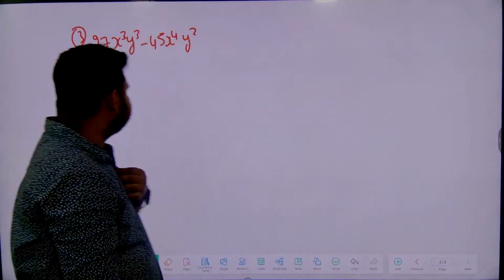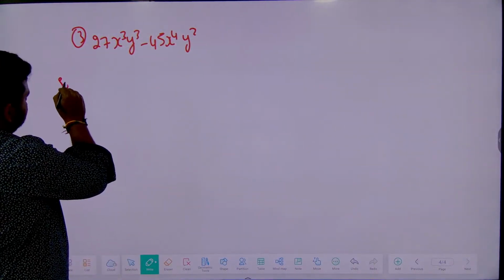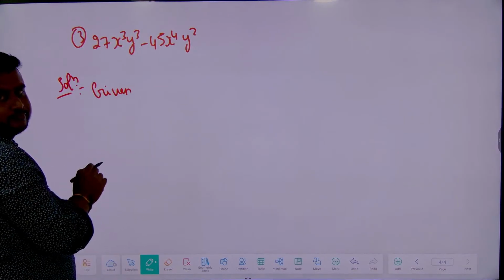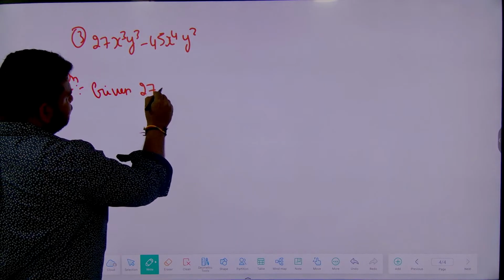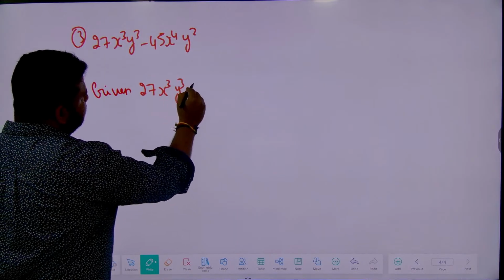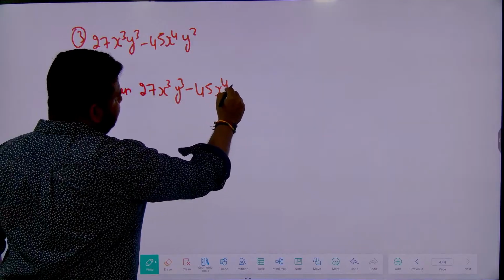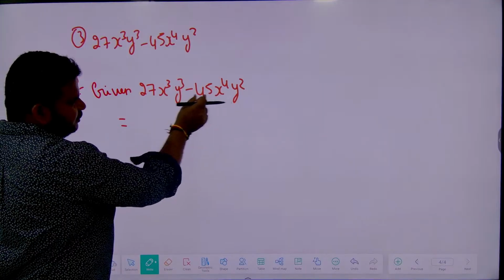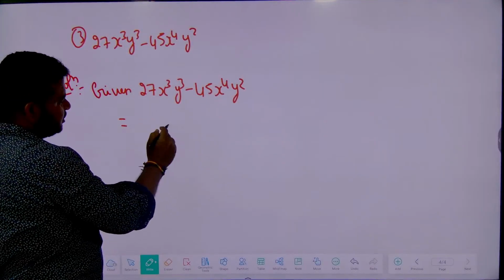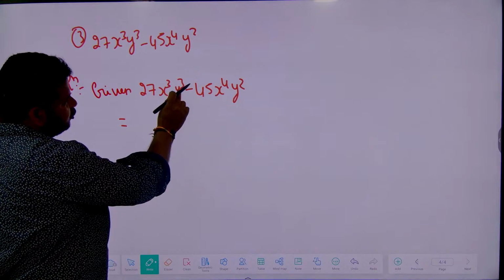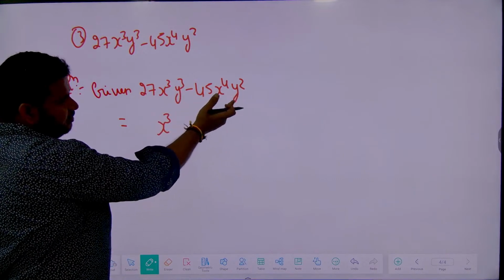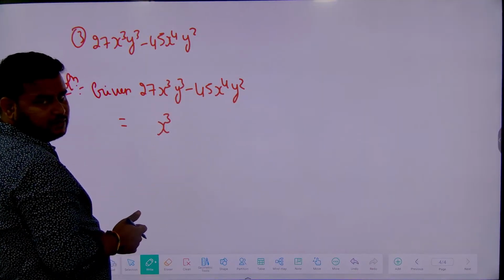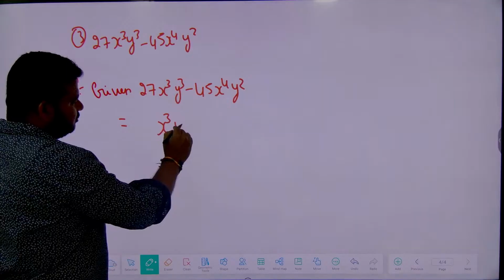Okay. Now, see here, solution. Given is what? Whatever is in the question, write down. Given 27 x cube y cube, and 45 x power 4 y power 2. If you look at the term x, here x cube is there, x power 4 is there, I can take x cube outside. Yes or no? Here y cube is there, y square is there. Least value I should take. What I can take outside? Y power 2. Y power 2 I can take outside.